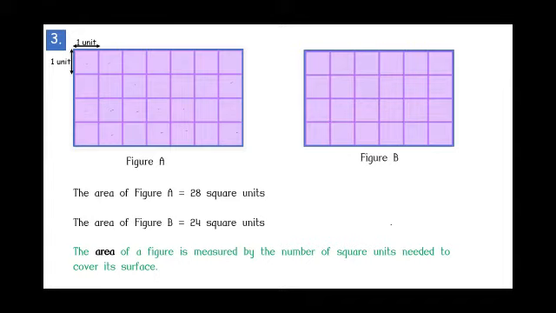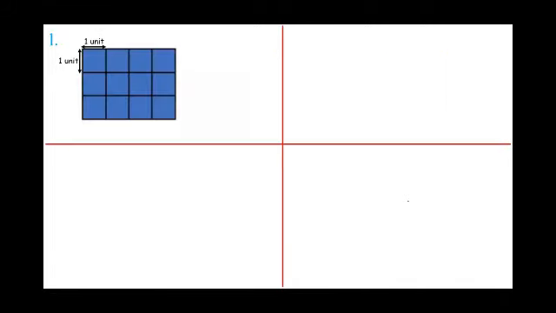So after dividing it into squares, then you count how many squares you have. Okay, so you will give the unit. If the unit is centimeter, give 28 square centimeters, 28 square meters.